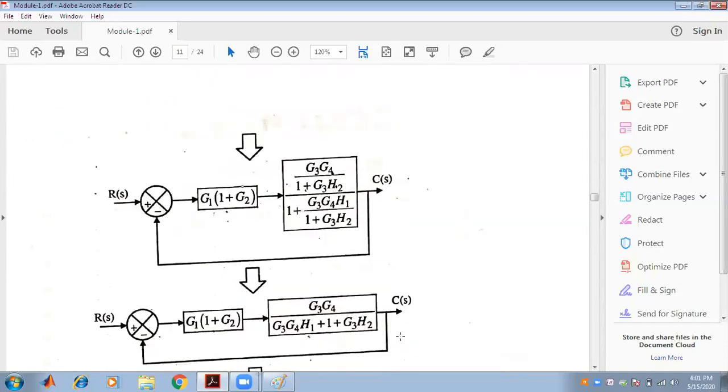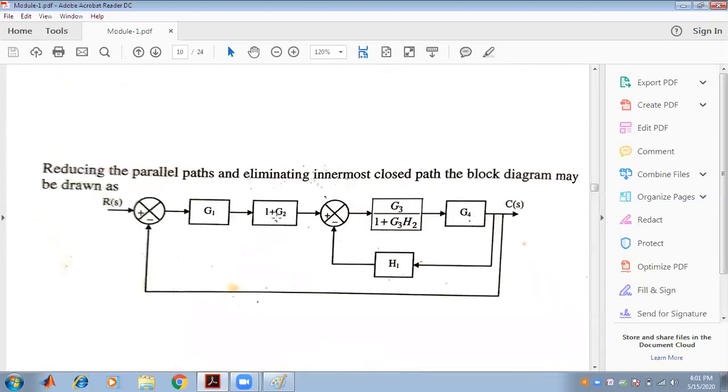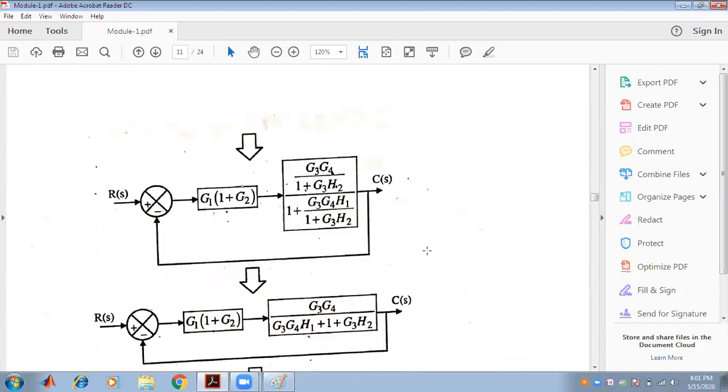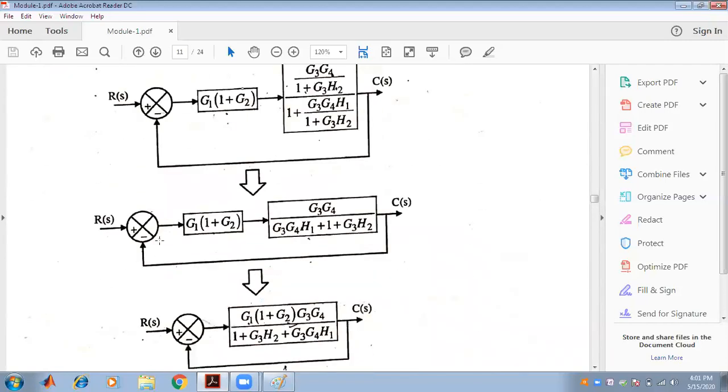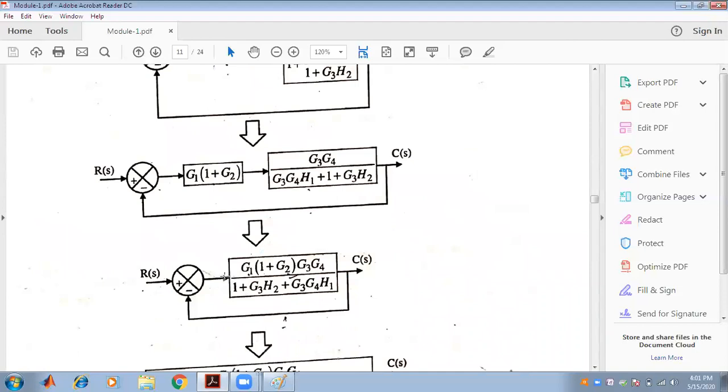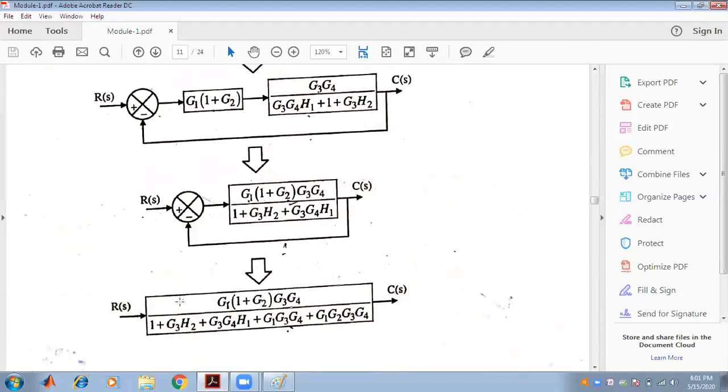So the formula again is G by 1 plus GH. Using the formula, we just deduce that, and it is just a multiplication. So again, the entire block became these two multiplying and having a unity feedback system. So the total output is that one. C(s) by R(s) is G1 into 1 plus G2, G3, G4 by 1 plus G3 H2 plus G3 G4 H1 plus G1 G3 G4 plus G1 G2 G3 G4. That is the total block diagram reduction technique.